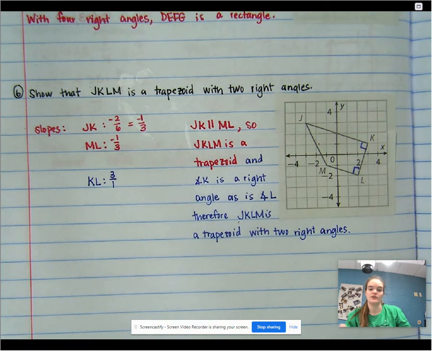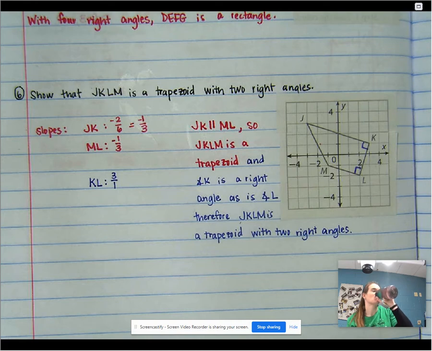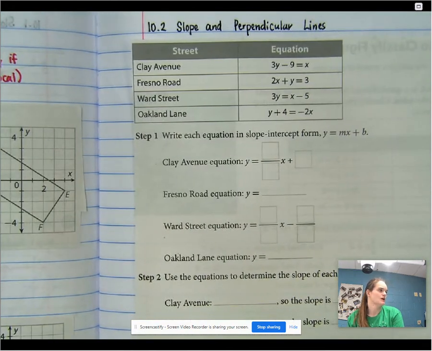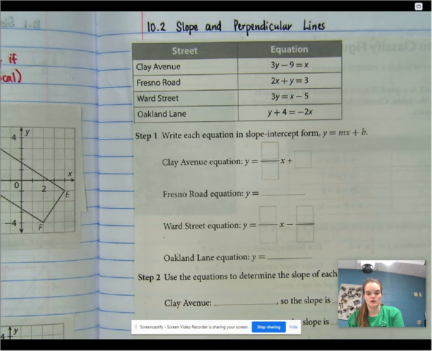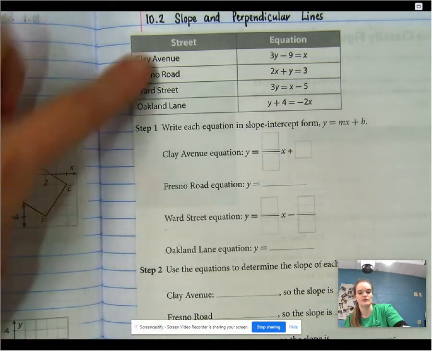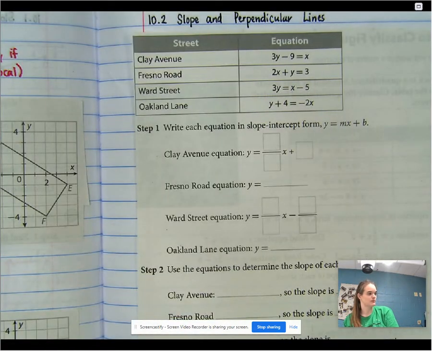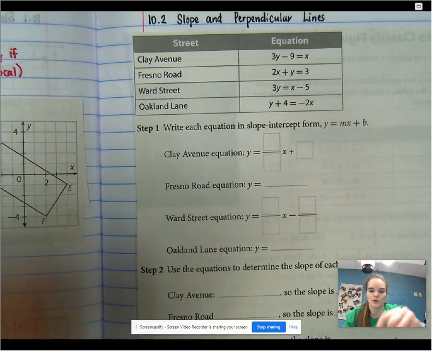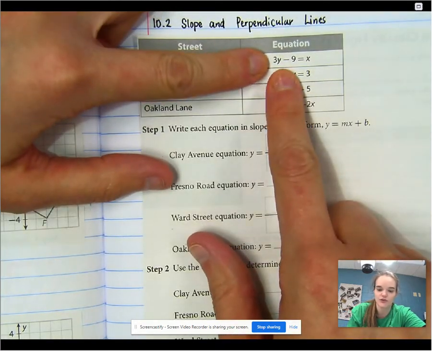We're going to work on the line section on the next one over here. Okay, the lines. We're trying to determine the type of quadrilateral that's created by the streets that we're given here. So we're given streets, we're given an equation, and they break it into steps of how we would do this. So step 1 says write each equation in slope-intercept form. So we'll start with Clay Avenue, meaning we need to solve this for y.